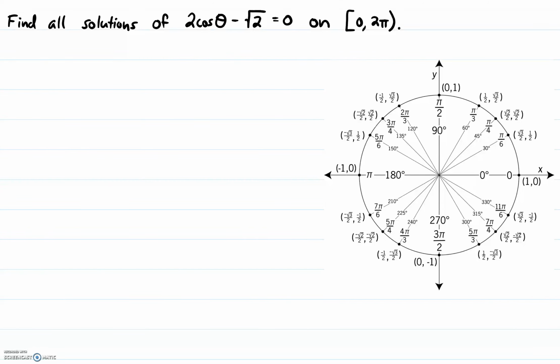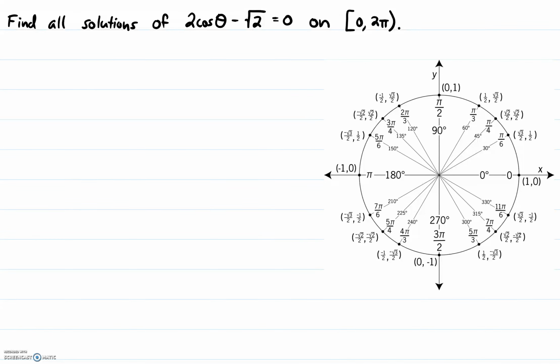In this video, we're going to find all solutions of the trig equation 2 cosine theta minus the square root of 2 is equal to 0 on the interval 0 to 2 pi, including 0 but not including 2 pi. So you can see we have the unit circle on the right hand side of our screen, and that's going to come into play pretty much anytime you're dealing with problems and you're trying to solve a trig equation. You're going to be able to use the unit circle eventually, but we can't use it yet.